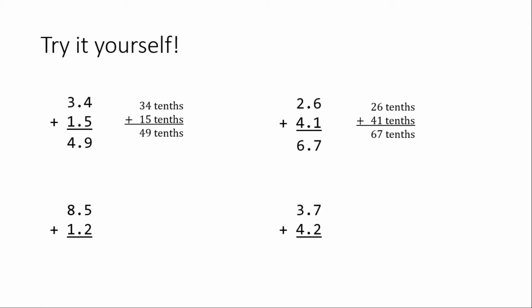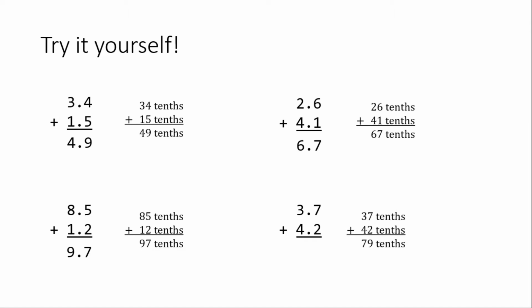In the bottom left, 8.5 plus 1.2. 8.5 is the same as 85 tenths. 1.2 is the same as 12 tenths. Add them together, that's 97 tenths. And convert that back into decimal form, that's 9.7. And finally, 3.7 plus 4.2. 3.7 is the same as 37 tenths. 4.2 is the same as 42 tenths. Add them together, that's 79 tenths. Convert back to decimals, it's 7.9.